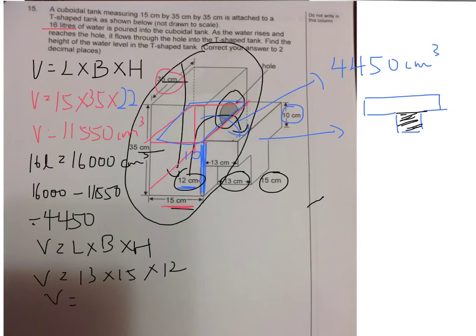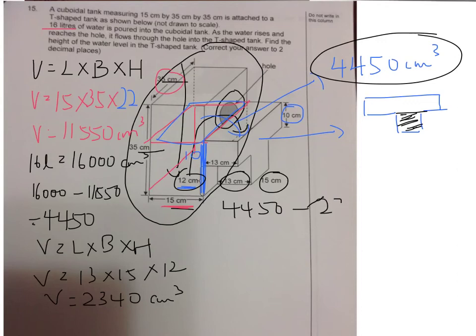Using the calculator, 13 times 15 times 12 will be 2340 centimeter cube. I have 4,450 to flow in, so 4,450 minus 2340 will give me 2110. So 2110 of water is going to flow into the upper top part of the T-shaped tank.